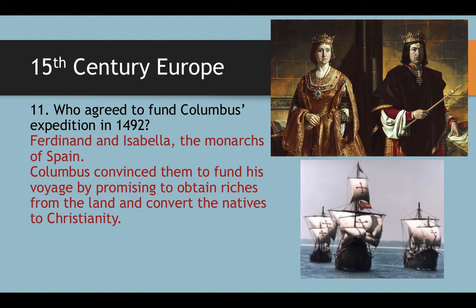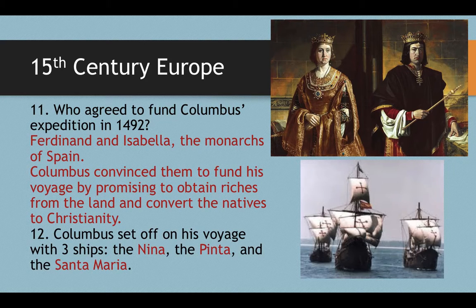He promised to obtain riches from the new land, okay, that once he got to the new world, he would get riches for them and bring them back. And two, he promised to convert the natives to Christianity. Okay, so both things that the Spanish monarchs wanted to be done. They wanted to get rich, and they also wanted to convert other people to Christianity. So they agreed to fund Columbus's voyage.